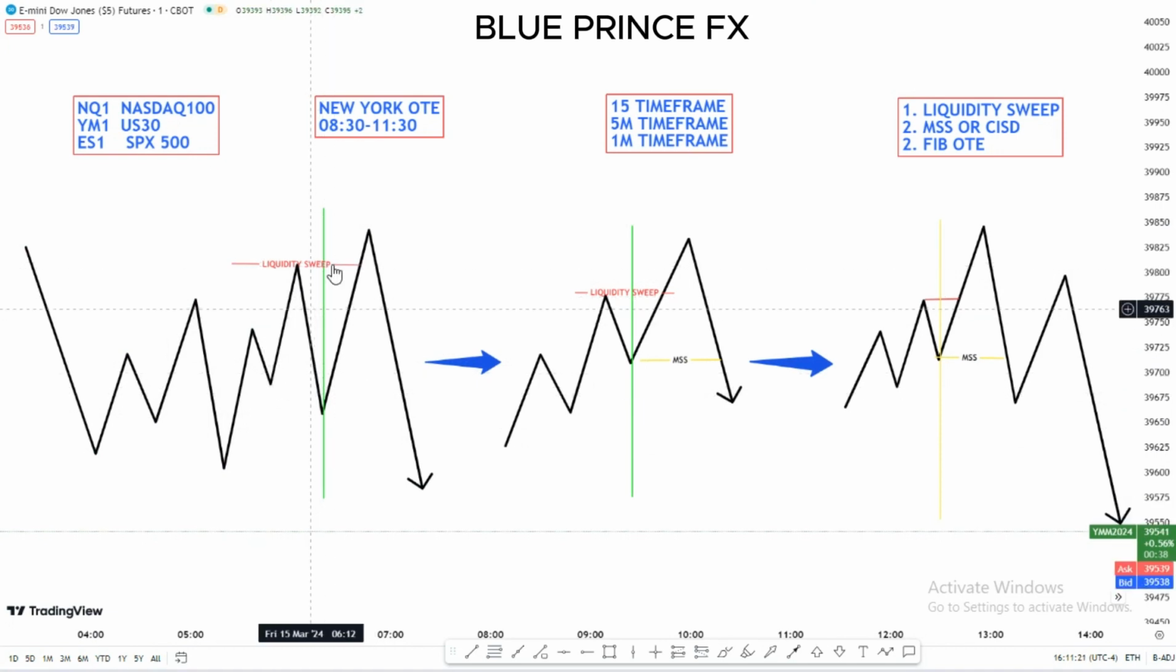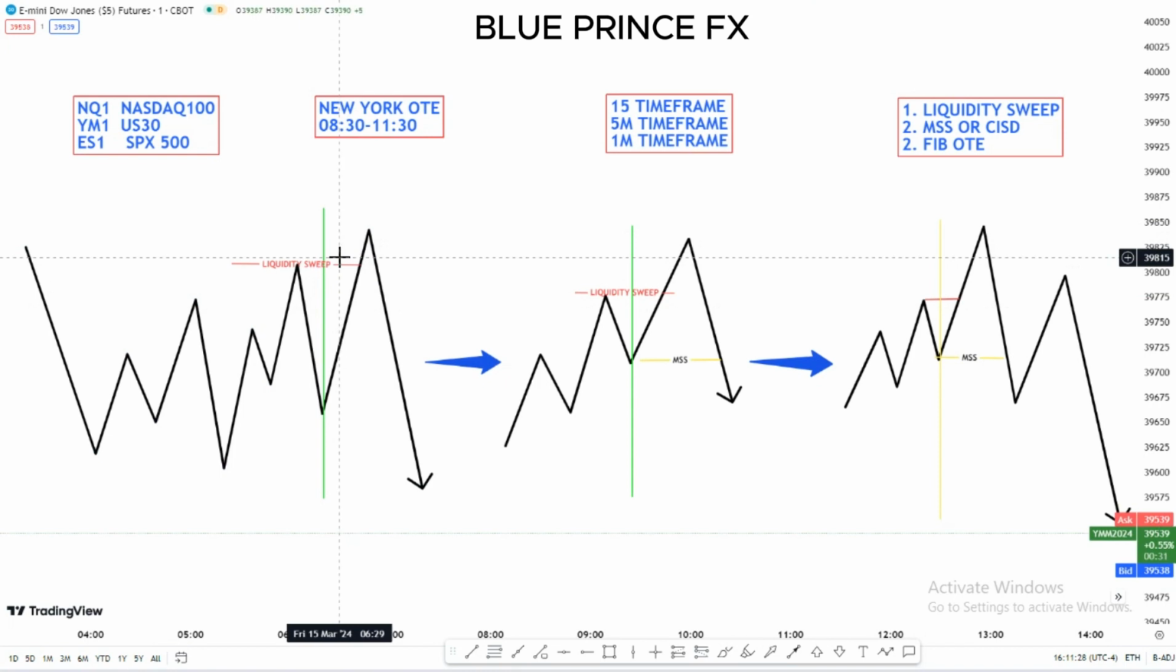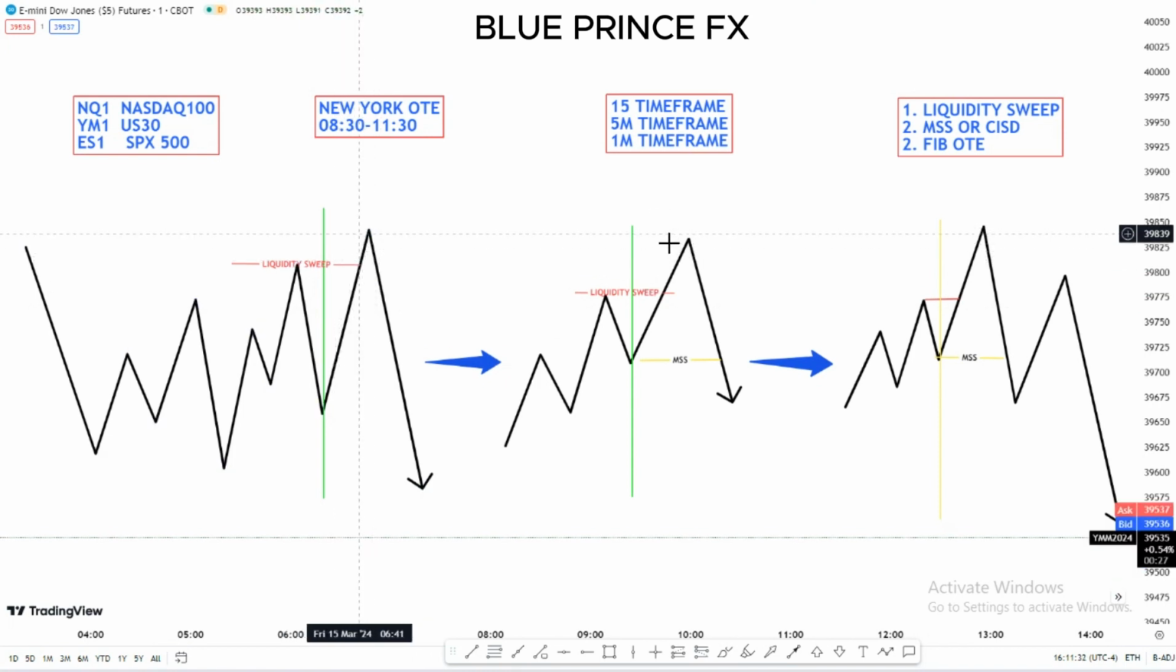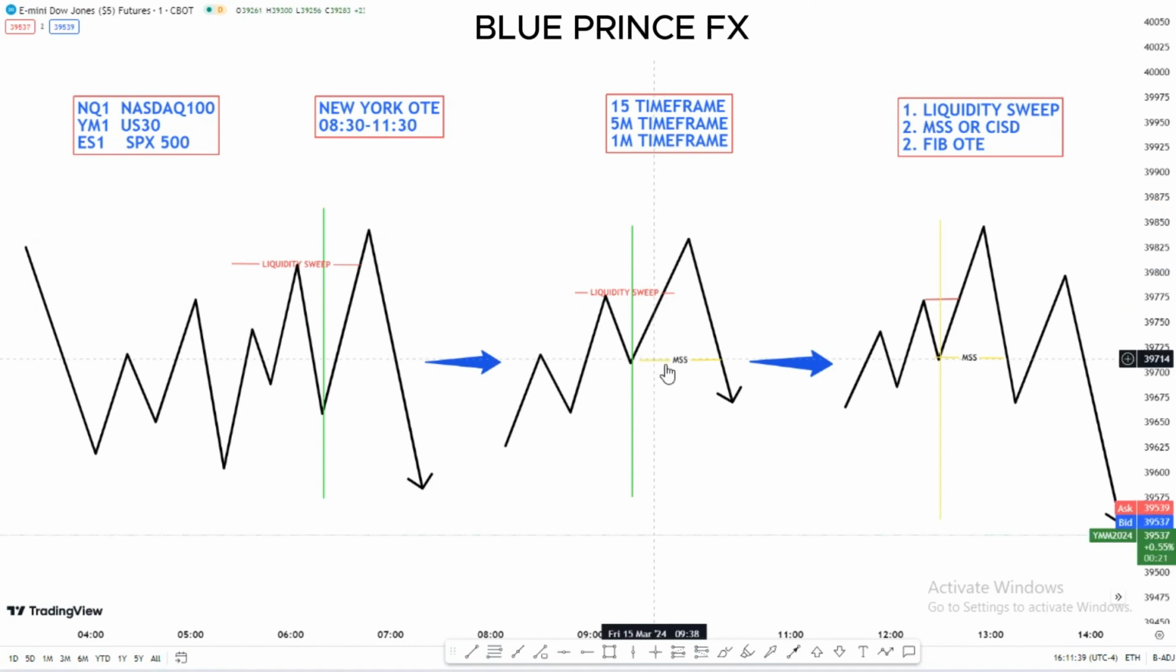After I get this liquidity sweep, in this example we find that our buy side liquidity has been swept. After this buy side liquidity sweep, I look for a change in the state of delivery or a market structure shift to the downside by breaking the previous low. When this previous low is broken, we have what is known as a market structure shift. Then from here, I look for the market to retrace into my OTE level, and that's where I'm going to take a sell. That's all I look for.